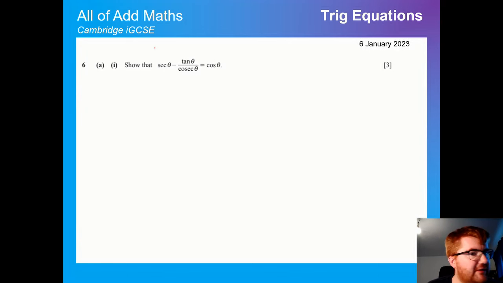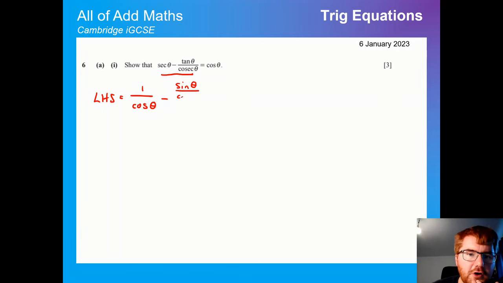Again, this is quite a tricky topic, so it's worth really paying attention and going through these carefully. And we need to show that this expression here is the same as cos theta. So again, we're going to use all those different identities that we've seen before. Sec theta, that's equal to 1 over cos theta. So I'm just going to put all these in. Remember, tan is equal to sine theta over cos theta. That's what we've seen before. And then finally, cosec of theta, well, that's equal to 1 over sine theta.